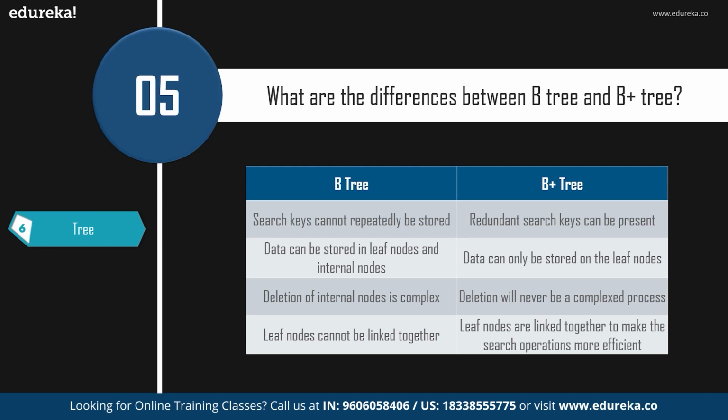The last difference is that B tree leaf nodes cannot be linked together, while in B plus tree, leaf nodes are linked together to make the search operation more efficient.